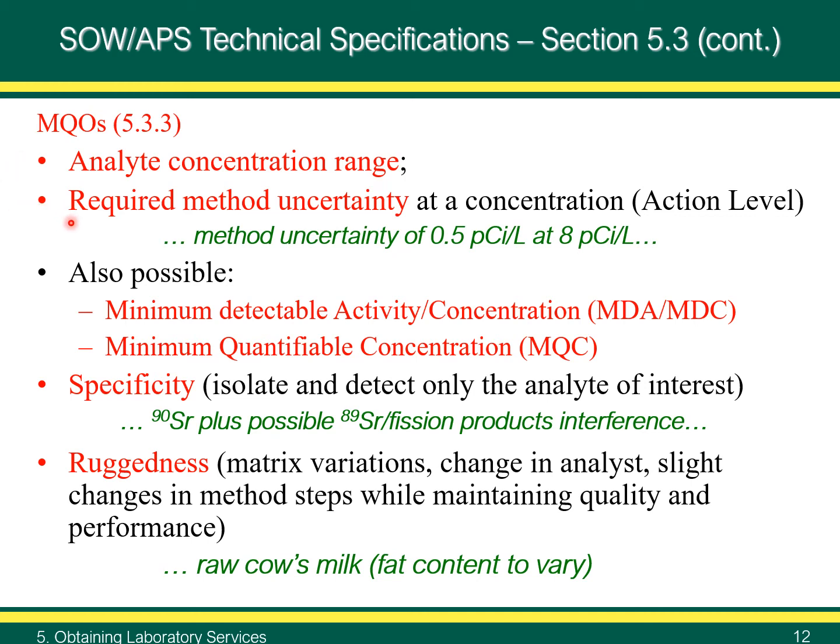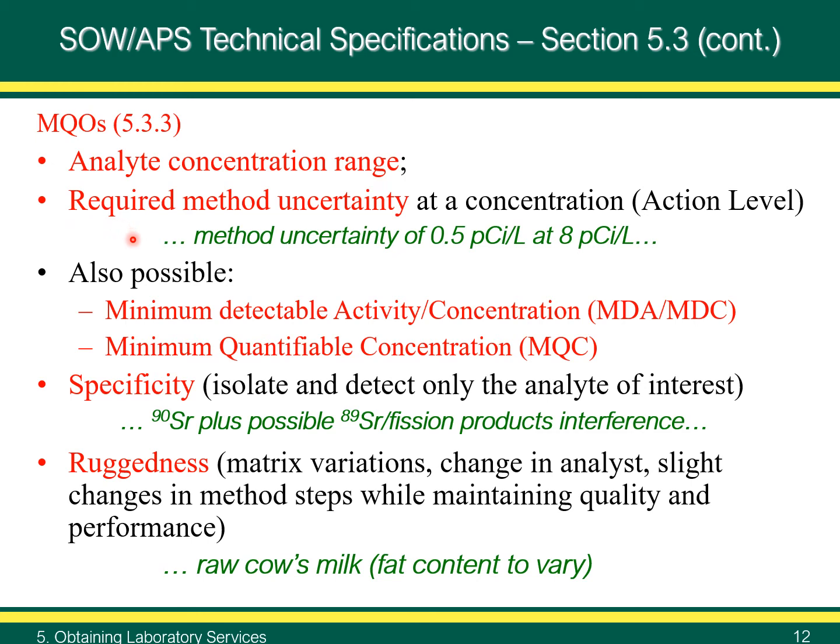The MQOs include the required method uncertainty at a specific concentration. As we've said earlier, Chapter 3 of MARLAP recommends using the required method uncertainty wherever possible. The required method uncertainty defines the level of imprecision or uncertainty to expect from a method in samples of a given concentration, generally the action level concentration. This concentration is incorporated into the statement of the required method uncertainty.